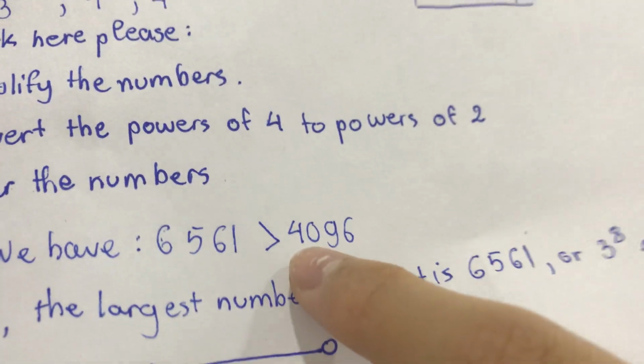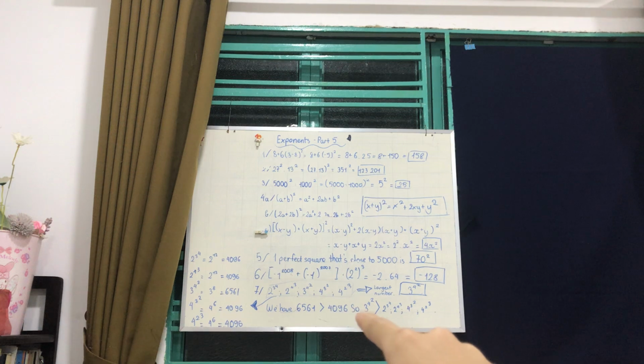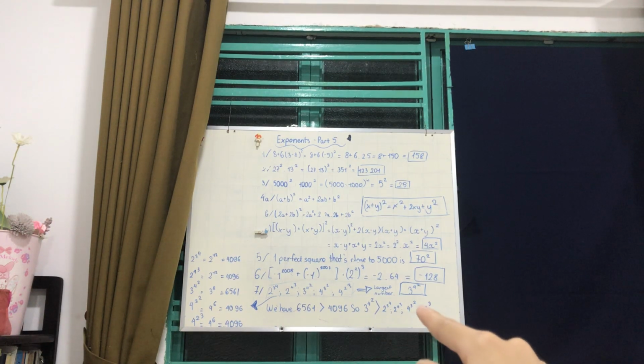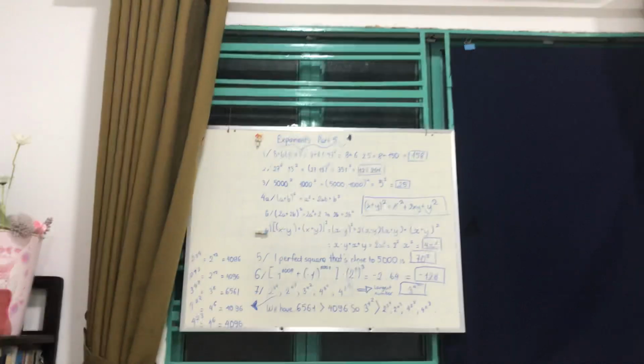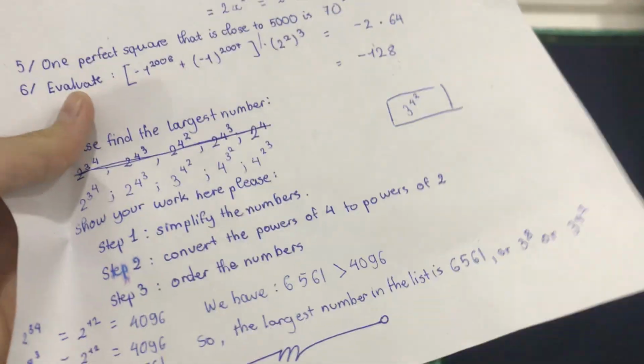is greater than 4,096. And if you look closely at the board, we have 3 to the power of 4 to the power of 2 will be larger than 2 to the power of 3 to the power of 4, and 2 to the power of 4 to the power of 3, and 4 to the power of 3 to the power of 2, and 4 to the power of 2 to the power of 3. And that is my answer for problem number 7.